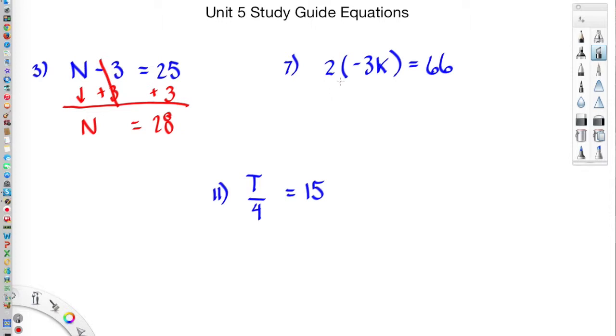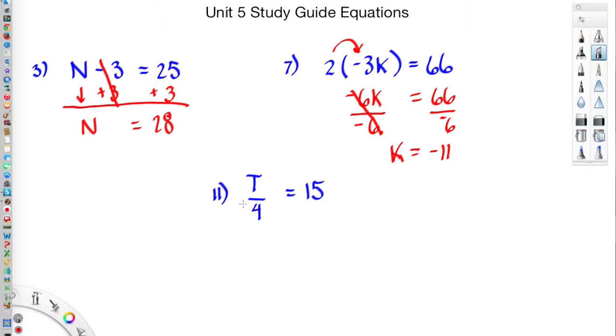Number 7. I have 2 times negative 3k is equal to 66. I just have to distribute this 2 multiplicatively. 2 times a negative 3k is a negative 6k is equal to 66. I want to isolate k. What's happening to it? It's being multiplied by a negative 6. So I do the inverse of that, which is divide by negative 6. I'll do that to both sides, and I will get k is equal to a negative 11, or 66 divided by a negative 6.